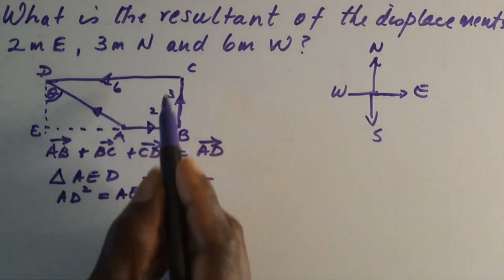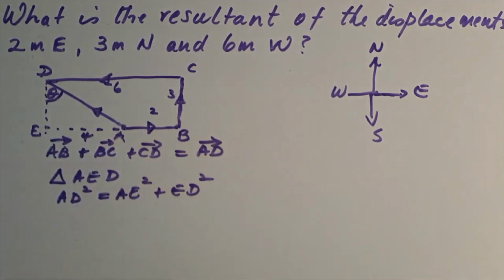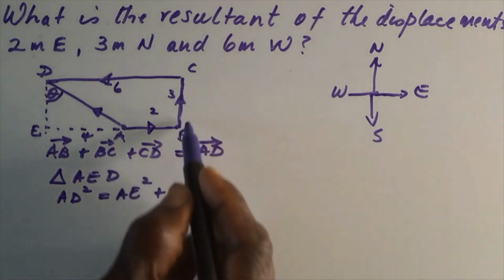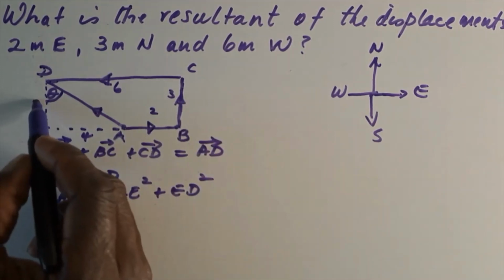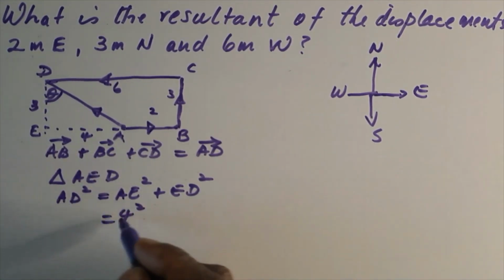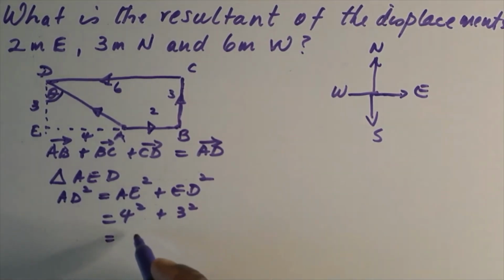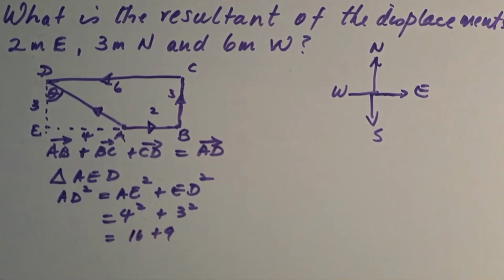So if this is 6 and this is 2, then this is actually 4. And we have that this height, or this distance, is also 3. So if we look at AE squared, which is 4 squared added to 3 squared, that gives us 16 add 9, and AD squared is equal to 25, so AD is equal to 5.